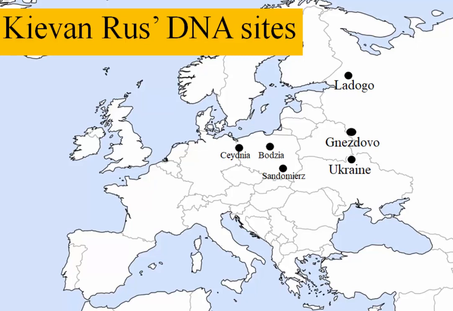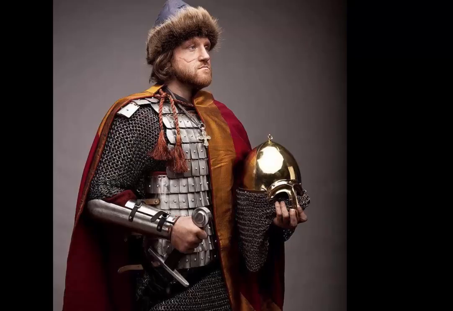This is right at the end of the Viking Age, and by this time Kievan Rus was its own state. It wasn't a Viking-controlled area, but it was still fresh with recent Viking influence. And a lot of these DNA samples, especially the ones in Russia, come from what were originally Viking settlements.